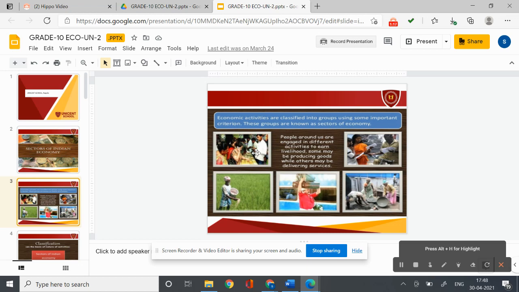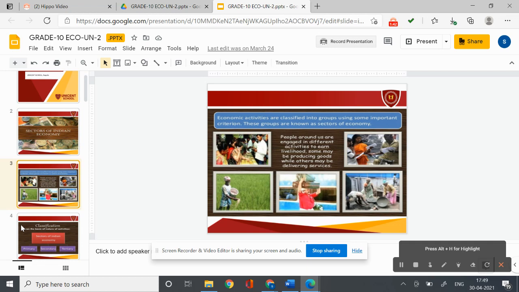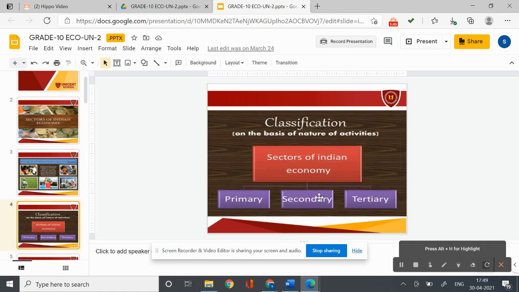We can see people engaged in different activities to earn their livelihood. Some may be producing goods, while others may be delivering services. So, this is an economic activity. Sectors define a large segment of economy in which businesses share the same or a related product or service.